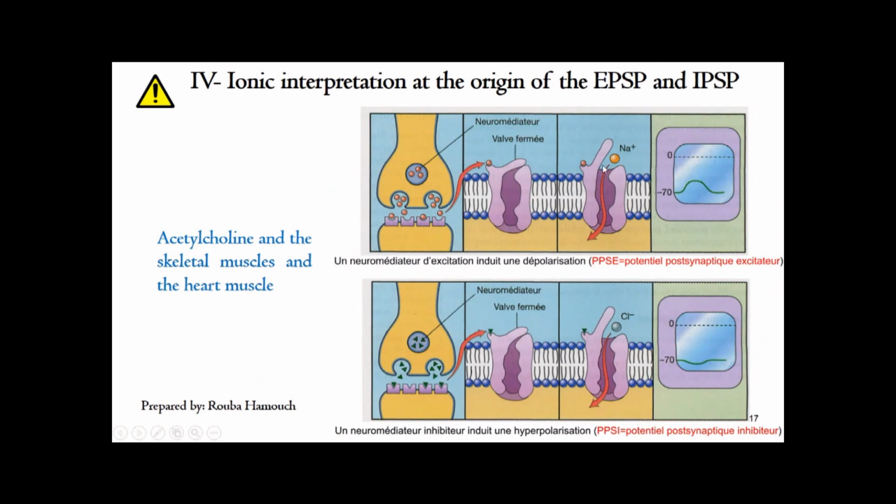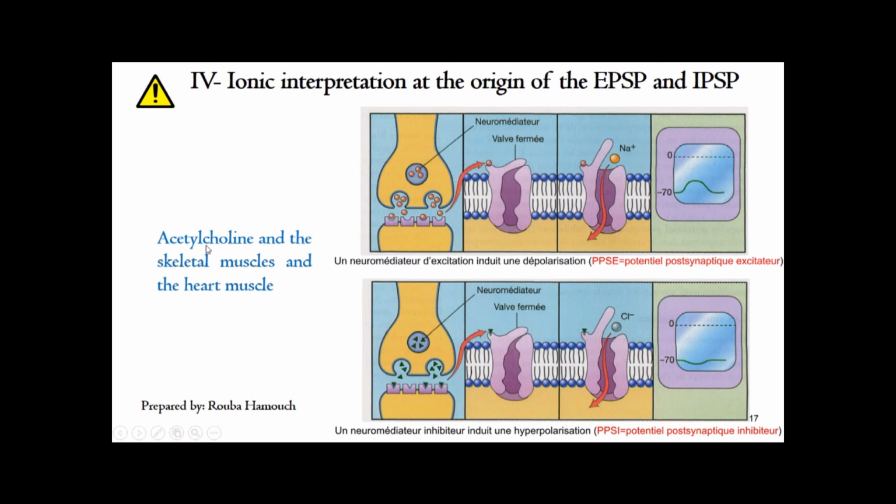As you can see here, when Na+ enters, it causes a depolarization. And this depolarization, if it exceeds the threshold, creates an action potential, and the synapse will be excitatory as well as the neurotransmitter. Whereas when Cl- enters or K+ exits, we have a hyperpolarization and an inhibitory postsynaptic potential. Thus, the neurotransmitter is inhibitory as well as the synapse.